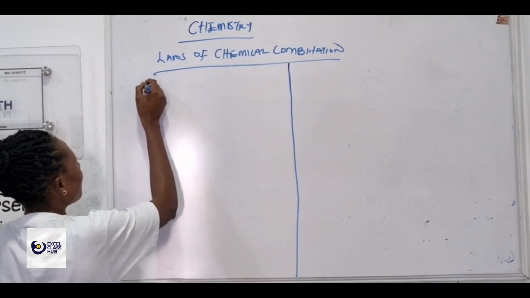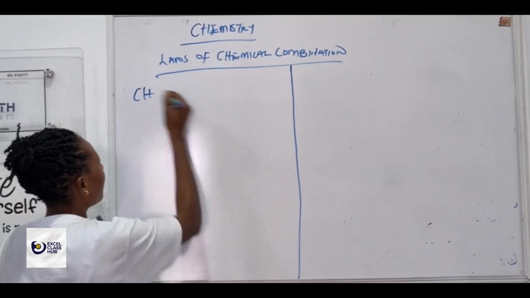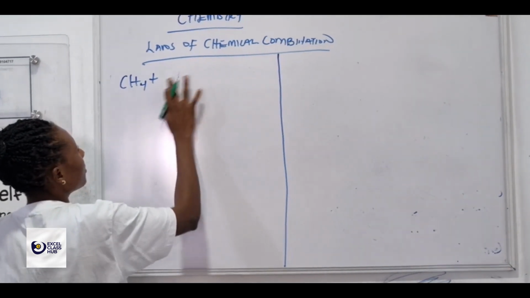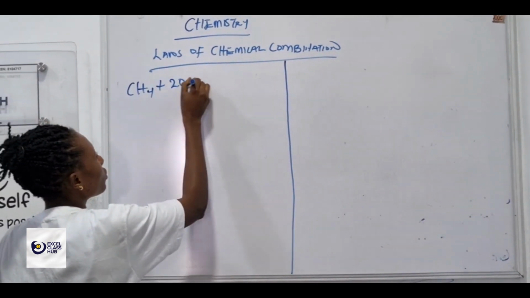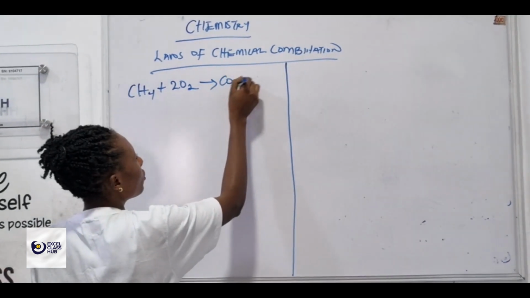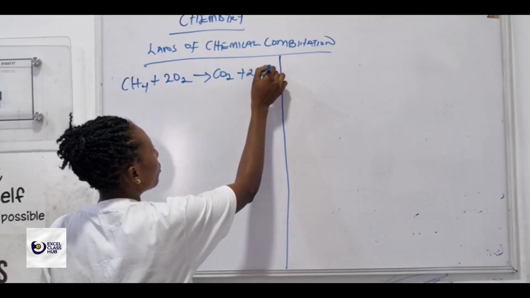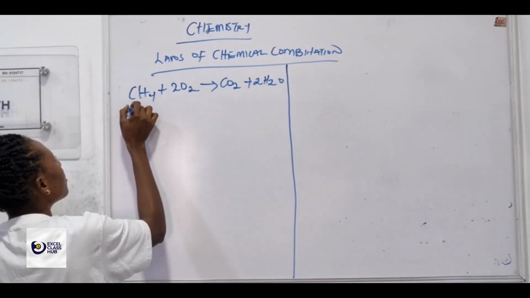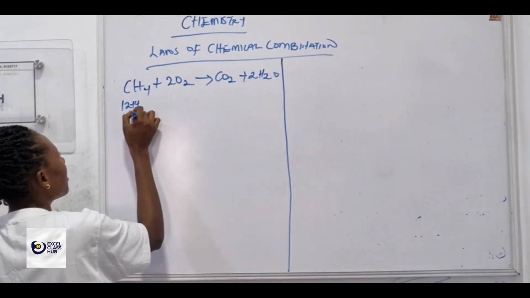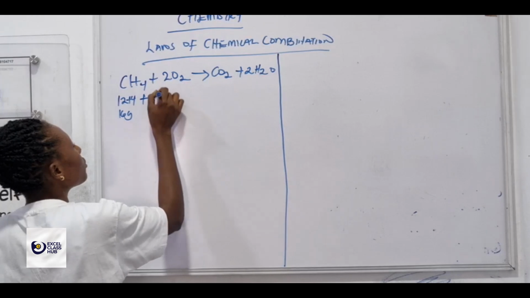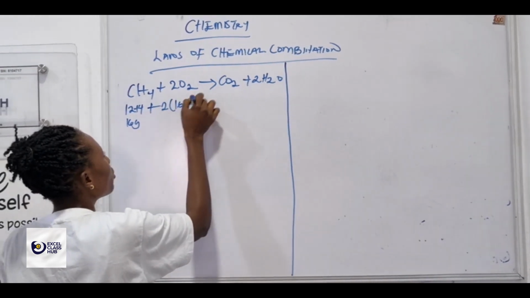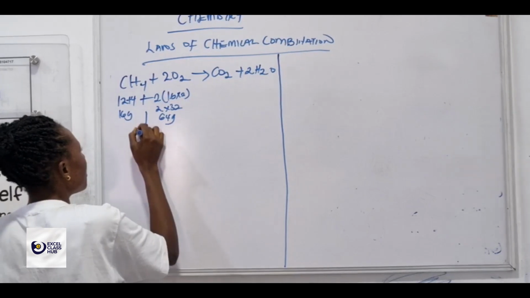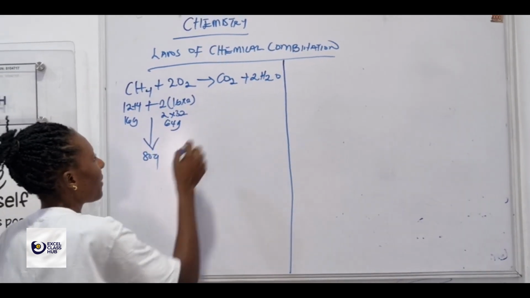I'm just writing everything we've done before there. CH4, 2O2 to give us CO2 plus 2H2O. So we have the total mass of 12 plus 4, 16 grams, plus 2 into 16 times 2, 2 times 32, 64 grams. So we have the total of 80 grams here.